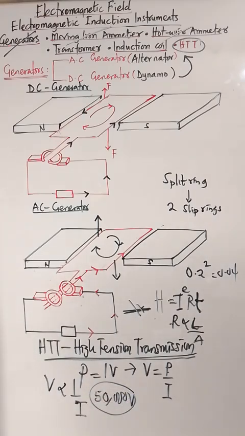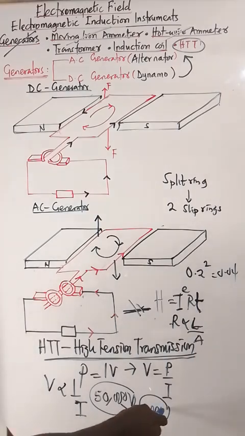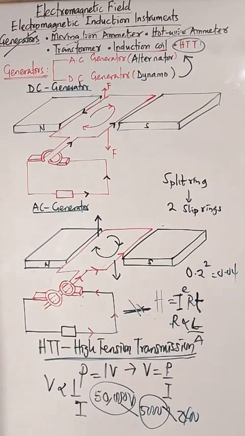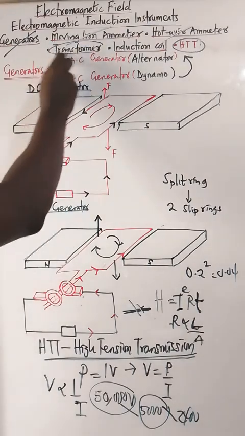So when this gets to the community, the voltage is too high, so we have to reduce it. In the power line, we can reduce it from 50,000 to around 5,000 volts. This is still too much, so we reduce it to about 240 volts, which is what is supplied to most houses. The device that helps us step down this voltage from 50,000 to 5,000 to 240 is the transformer. So the transformer is important, which is what we're going to talk about next.